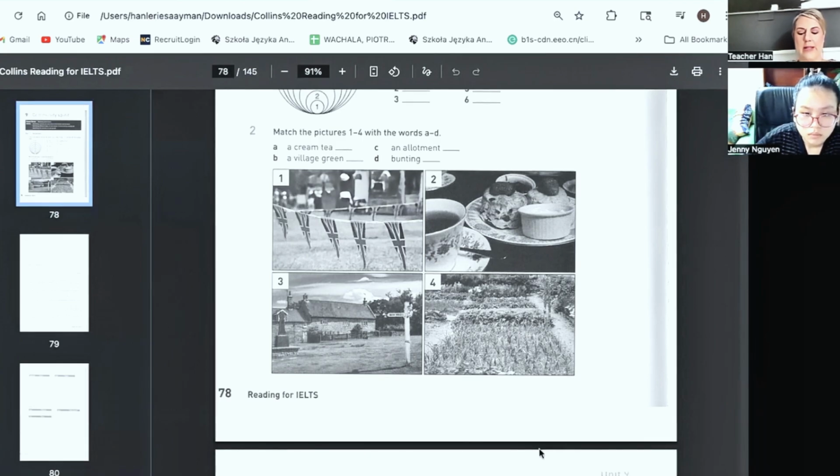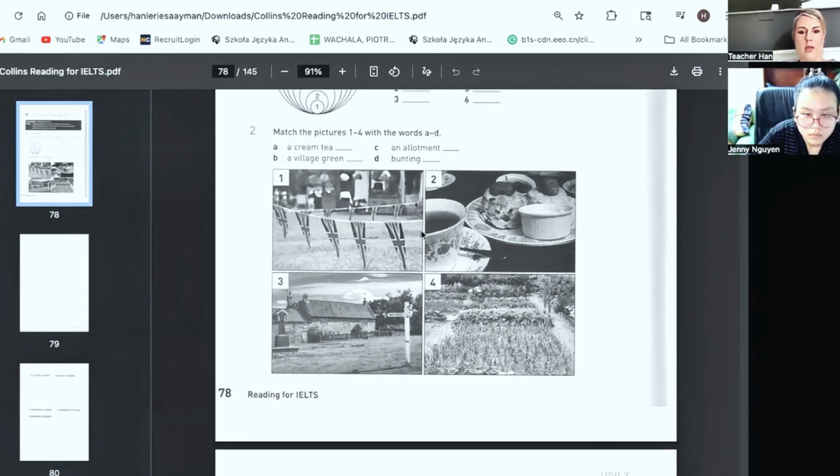So bunting is for example, it can be a small bird as well. But it is basically a decorative flag. Okay. Yes. So 1 is bunting, yes.